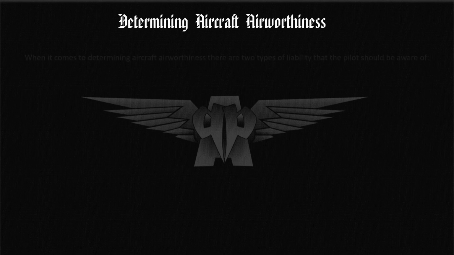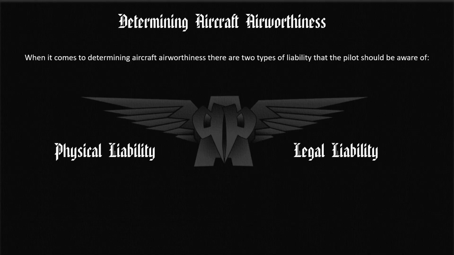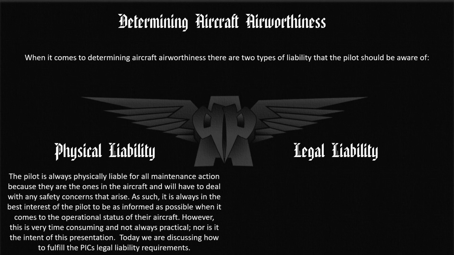When it comes to determining aircraft airworthiness, there are two types of liability the pilot should be aware of: physical liability and legal liability. The pilot is always physically liable for all maintenance action because they are the ones in the aircraft and will have to deal with any safety concerns that arise.